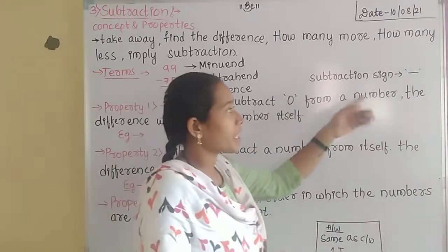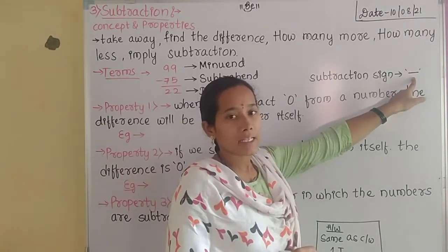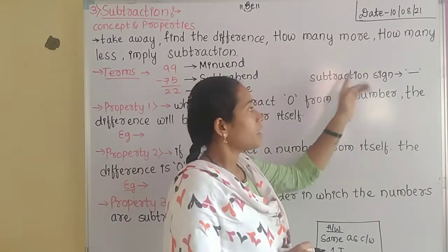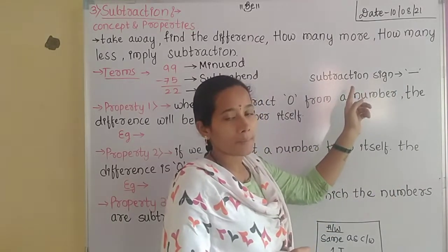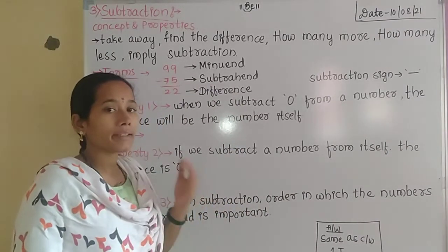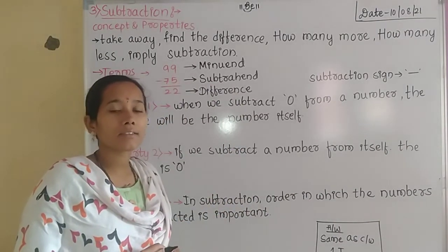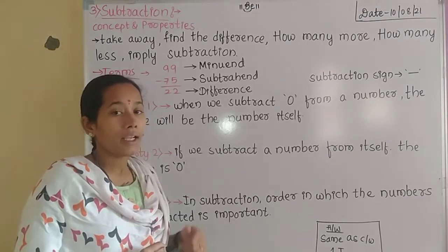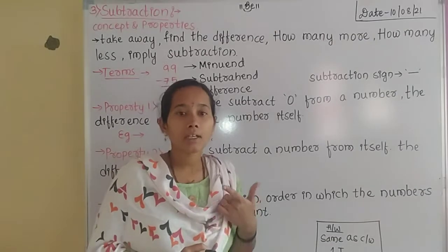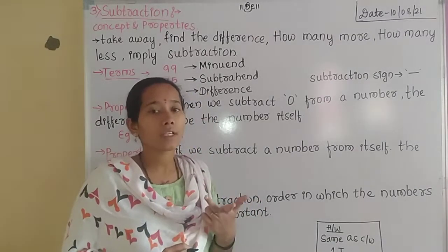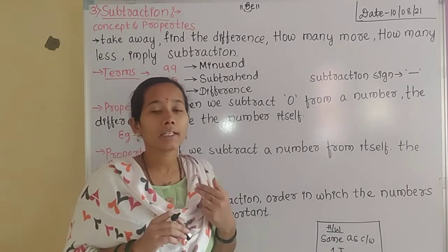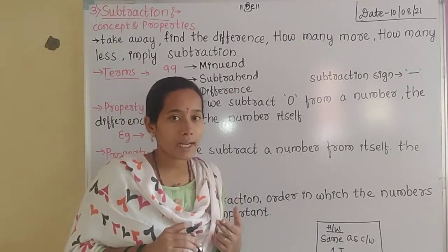And the subtraction sign is called minus. In addition, plus is called the addition sign, and minus is called the subtraction sign. These are the terms of subtraction. And next, the important one, the properties of subtraction. In addition we saw the zero property, the order or commutative property, and the grouping or associative property. But here the order and associative properties do not exist in subtraction.